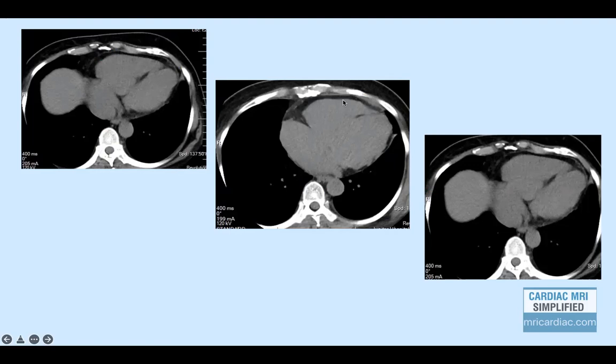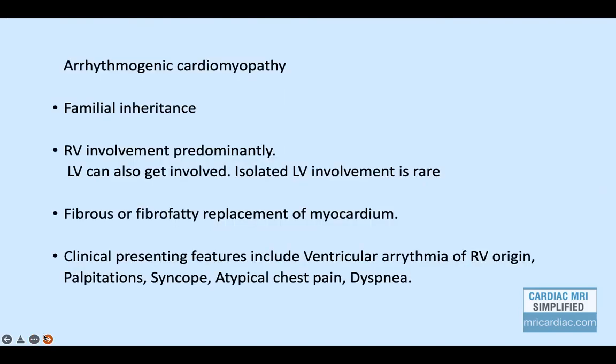So as we see over here, in this case, the right ventricle is dilated. There is segmental dyskinesia, all the features of arrhythmogenic cardiomyopathy, but there is also left ventricular involvement with presence of fibrofatty changes in the LV myocardium, as well as some areas of fibrosis, which are seen on LGE images. So this is a patient with arrhythmogenic cardiomyopathy with biventricular involvement. Right ventricular involvement is predominantly seen, but the LV can also get involved.